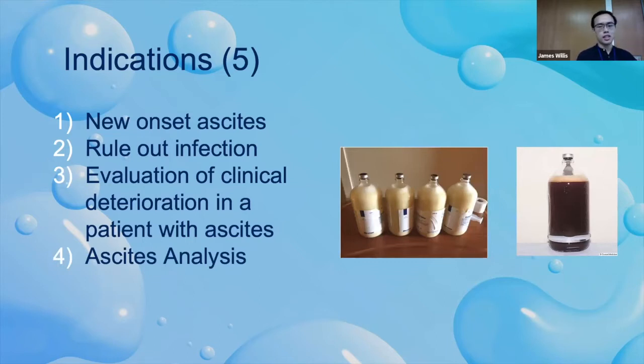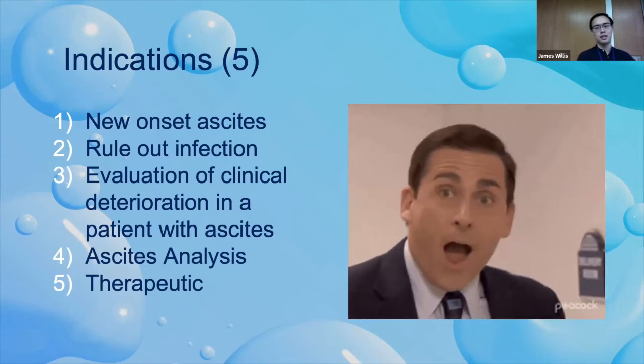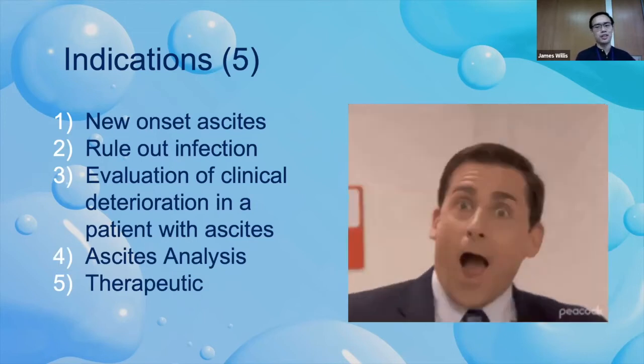And the last indication is if a patient has discomfort and dyspnea from tense ascites, we can perform what's called a therapeutic tap, where we remove more than 5 liters of fluid to help relieve their symptoms.